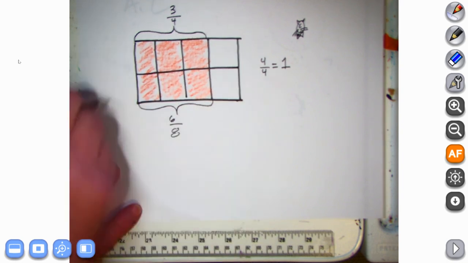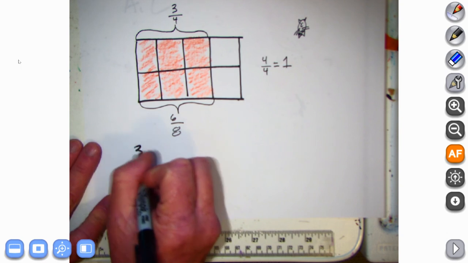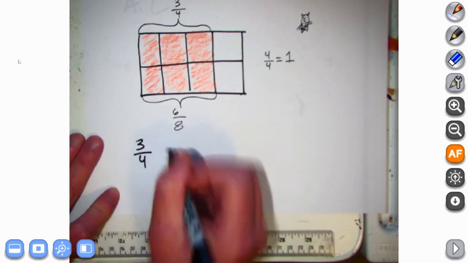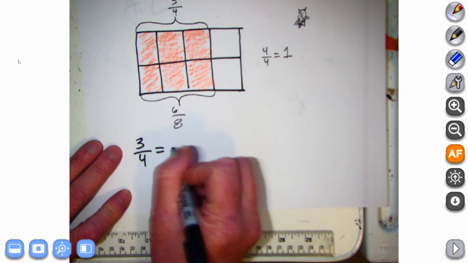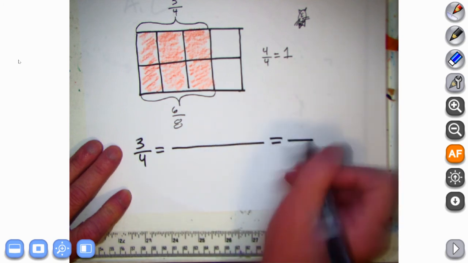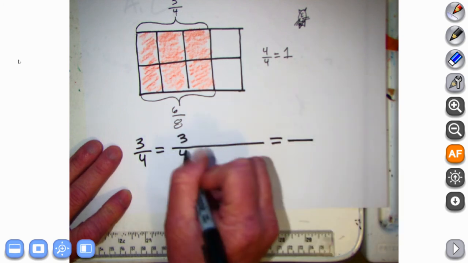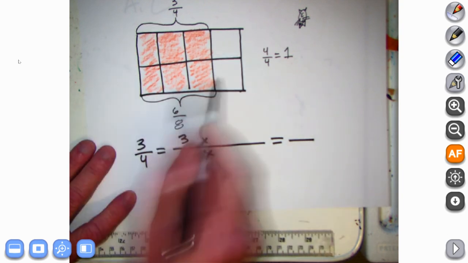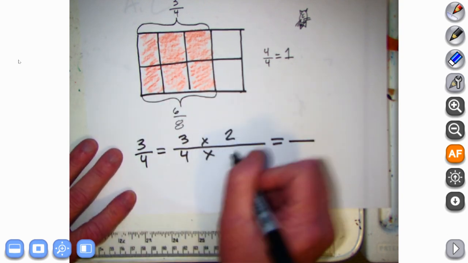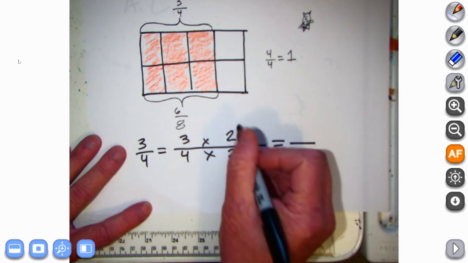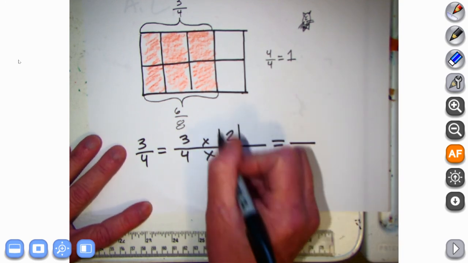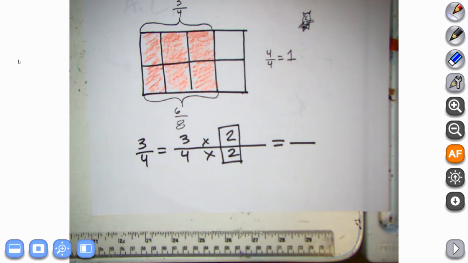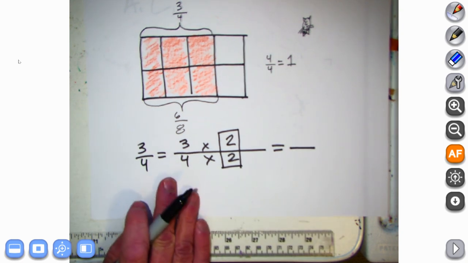Let's take a look at how this works in the land of multiplication. 3/4 equals, and equals. Now we're going to put our 3/4 over here. And what do we multiply by? Well, we went from 1 row to 2 rows, so I bet if we multiply by 2, things will be fine. Now remember, 2/2, we call this just that fancy form of 1. When the numerator and the denominator are the same, it is 1.